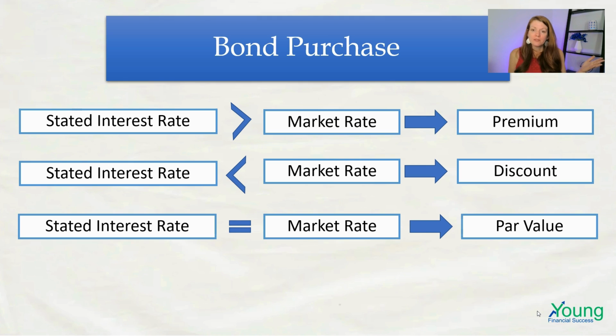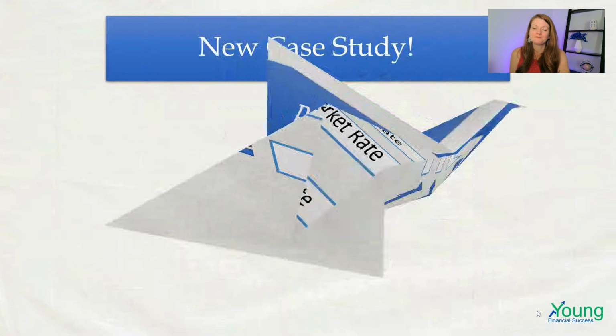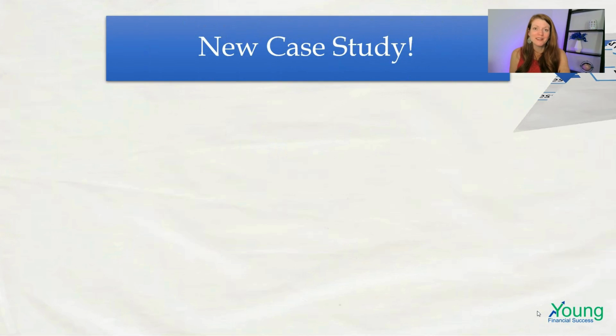I just wish everybody would sell them all at par value and we wouldn't have to do all these extra calculations, because you're going to see the bond calculations are quite challenging. But it's okay because we're in it together.